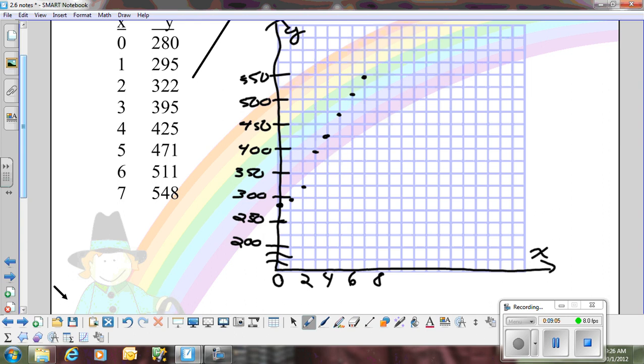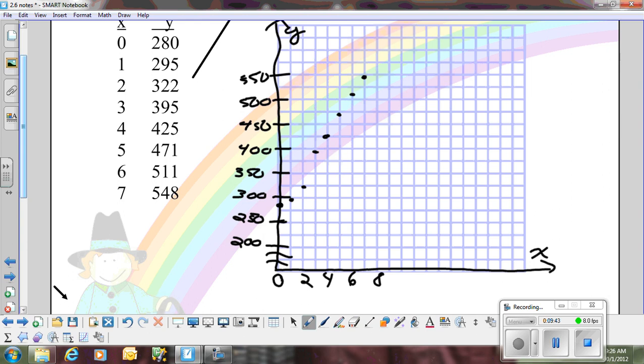I'll give you a minute to get that picture made there. Okay, you're going to get your ruler out again. As soon as you get those dots made, what I want you to do is lay this ruler on those points in such a way it looks like it goes about through the middle of it.